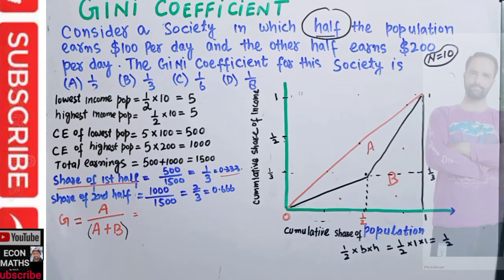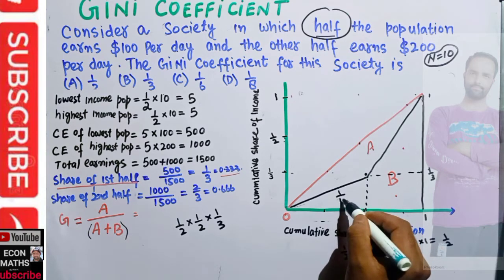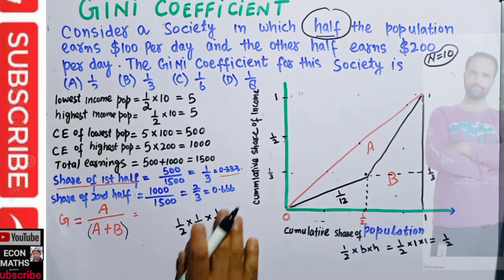So what is the area of this triangle? You know, area of a triangle is simply 1/2 of base into height. So we have 1/2 of base. What is the base? Base is 1/2 again, into what is height? Height is 1/3. So 2 fours are 4, 3 fours are 12. This comes out to be 1/12, the area of this triangle.